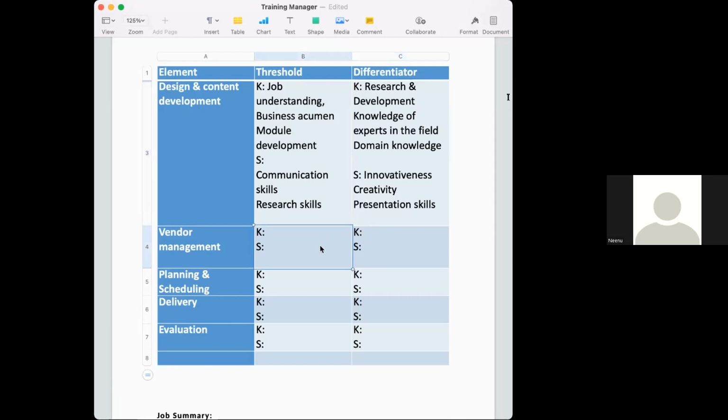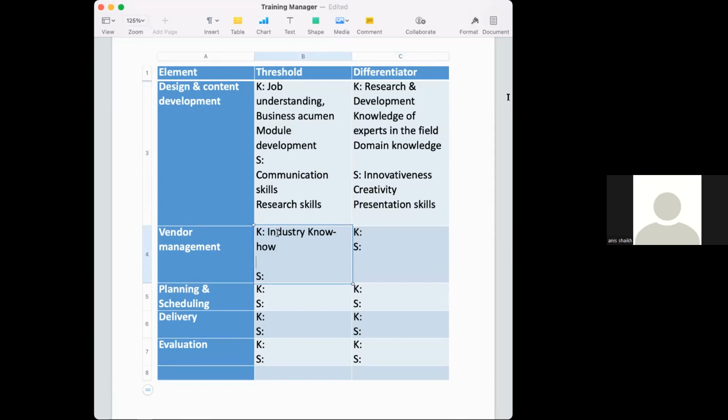Skill. Shall we go to the next one and then come back? Yeah, sure. Vendor management. Knowledge: know how about the industry. Everything you will know about the vendors, management, internal, external. Industry knowledge. Guys, 10 more minutes. Okay. Industry know-how, knowledge. Then communication skill.